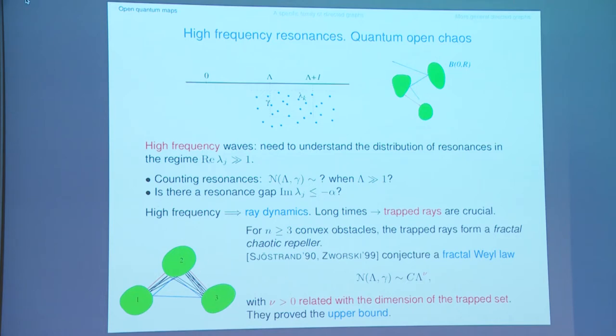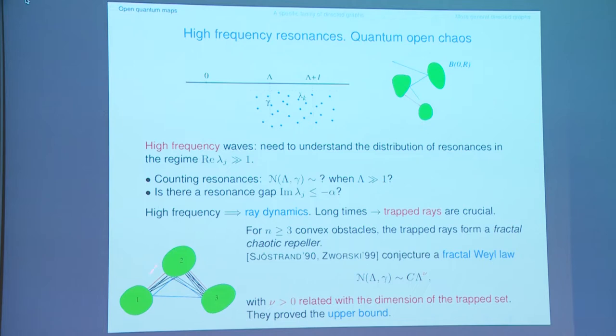Okay, so the idea is that somehow these trapped rays will impact, in the high frequency limit, the distribution of these resonances. And what people came up with was to conjecture such dependence in the counting function. So if we want to count the resonances in such a box, they should grow like a certain power of lambda, of the frequency. But this power is a fractional power, or fractal power. And this power should be directly connected with the fractal dimension of the set of trapped trajectories.